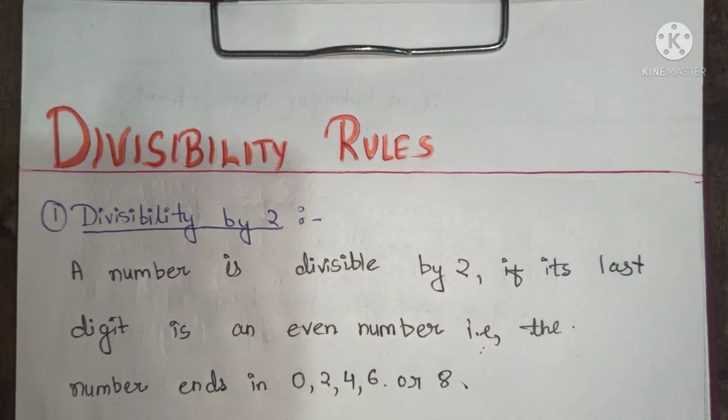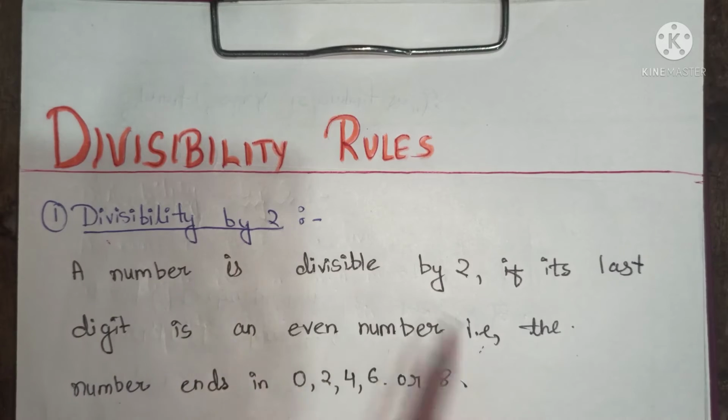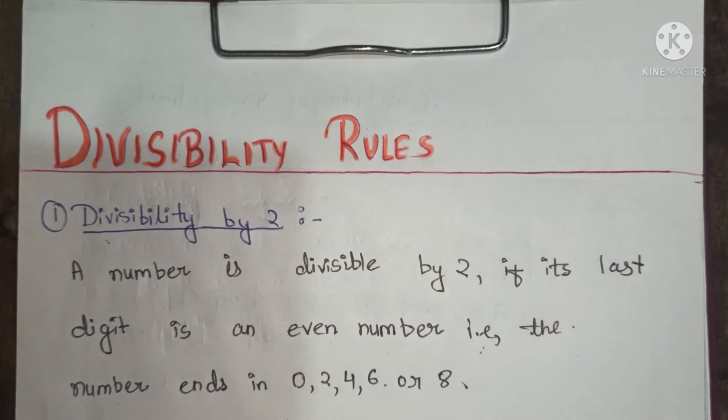Today, in this video, we shall learn about the divisibility rules. Now, what is the meaning of the divisibility rule? Divisibility means divisible. So, these rules help us to identify the numbers which are divisible by a particular number or not. For example, divisibility by 2. Now, what is the rule for the divisibility by 2 and why is it used?